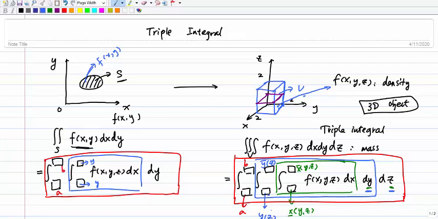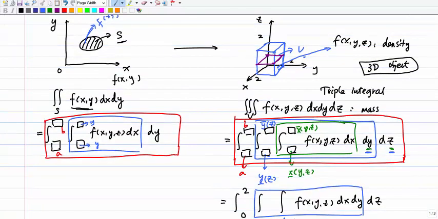So here we generally have y lower bar of z and y upper bar of z as the lower bound and upper bound. It could be a function of z, or of course it could be just a constant number. The external one is typically just a lower bound and upper bound, just numbers. You don't have any function here.